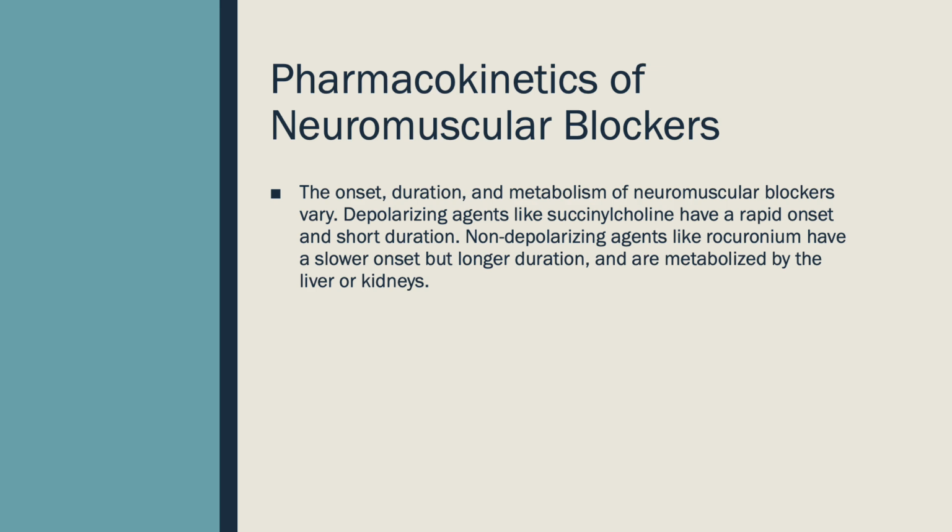Other factors like hypothermia and use of anesthetic agents can influence the metabolism and the duration of our neuromuscular blockers, complicating their pharmacokinetics. So succinylcholine: rapid onset, short duration of action due to plasma cholinesterase metabolism, pseudocholinesterase. Now, rocuronium has a longer duration, and it's metabolized by the liver. Hepatic and renal dysfunction can prolong the action of our non-depolarizers.